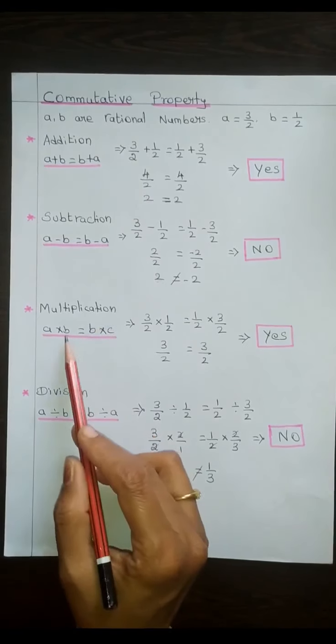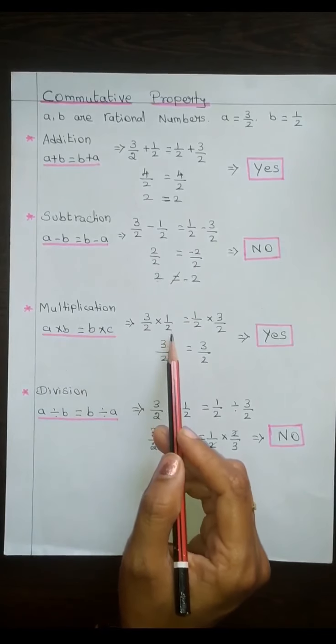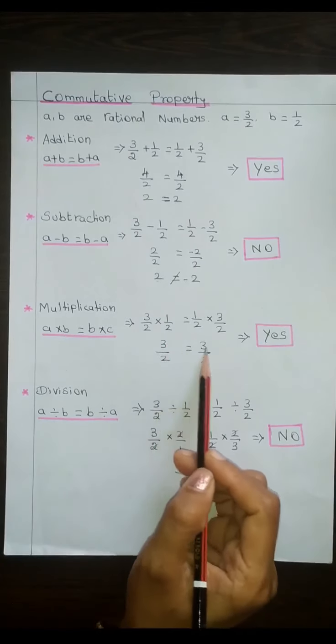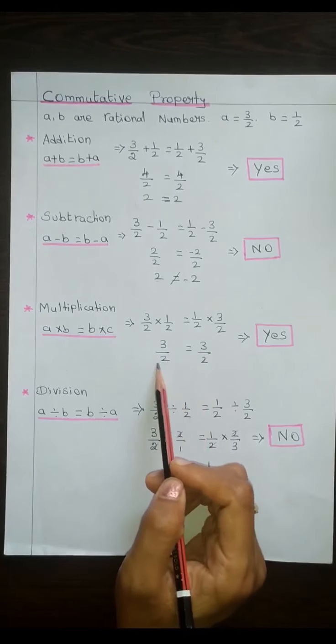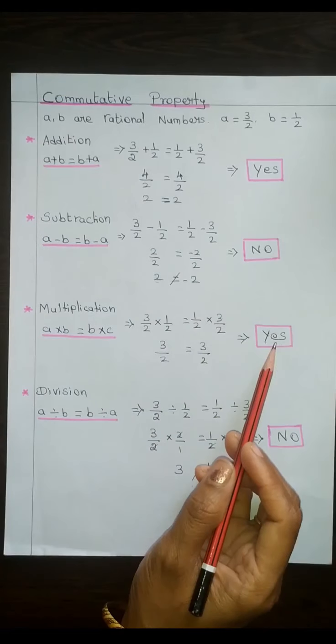In multiplication, A into B equals B into A. I applied the numbers into the property. I got the answer 3 by 2 equals 3 by 2. So now we come to know multiplication is commutative for rational numbers.